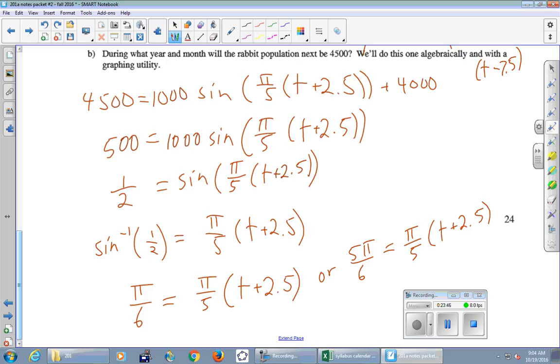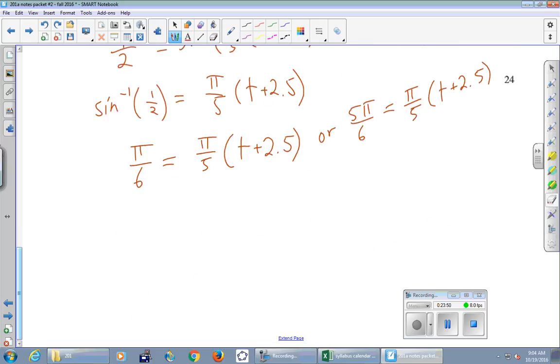Okay, so we can solve each of these equations here for t. The rest of this is fairly straightforward. First thing we do is what to both sides? Divide by pi over 5. Let's make our lives a little bit easier. Multiply by 5 over pi, yeah? And then what happens with those pi's? They cancel. So what's left? 5/6. That's good. Equals t plus 2.5.